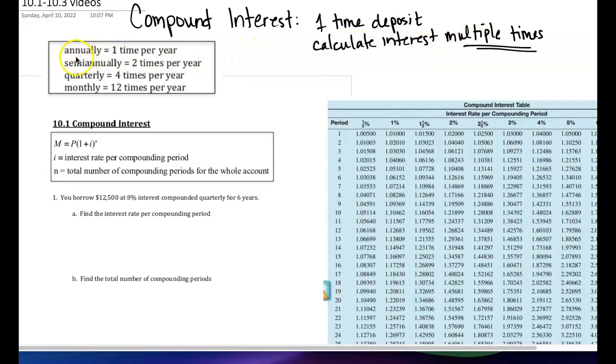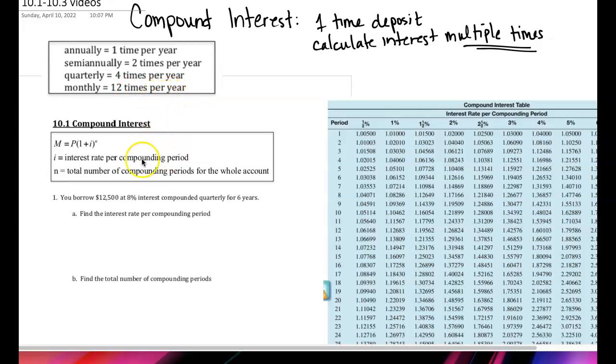Sometimes that interest is calculated annually, which is one time each year. Sometimes semi-annually, which would be 2 times each year. Quarterly, like 4 quarters in $1, would be 4 times each year. And monthly would be each month or 12 times each year.